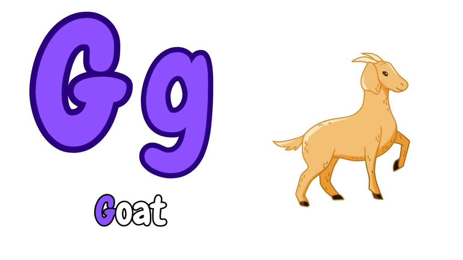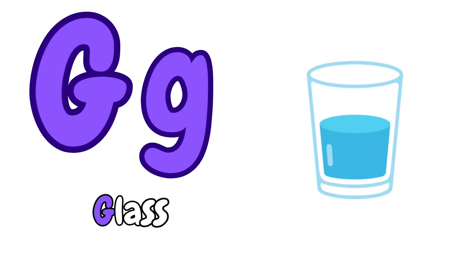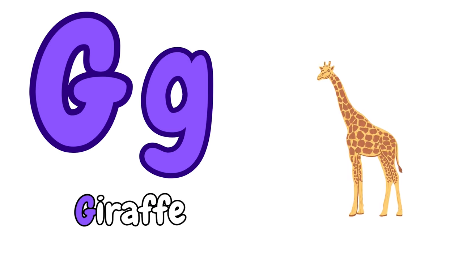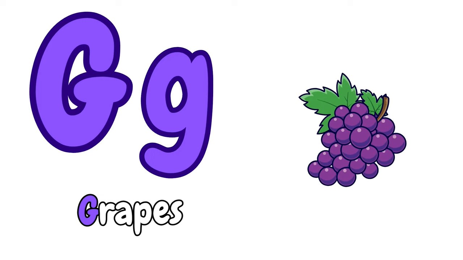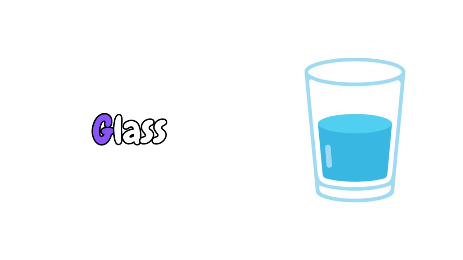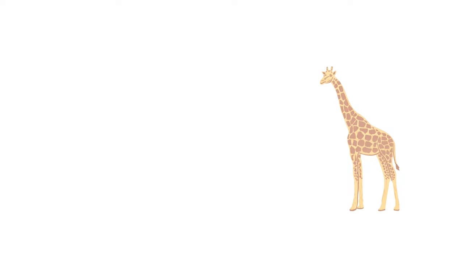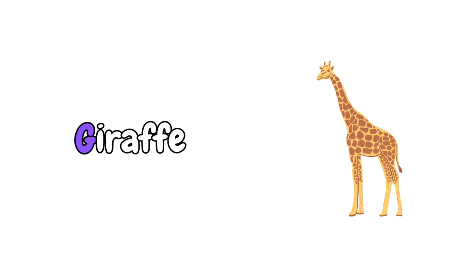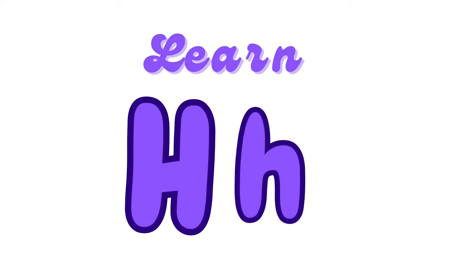G for Goat. G for Glass. G for Giraffe. G for Grapes. Can we say once again, kids? G for Goat. G for Glass. G for Giraffe. G for Grapes. Today we are going to see about alphabet H.